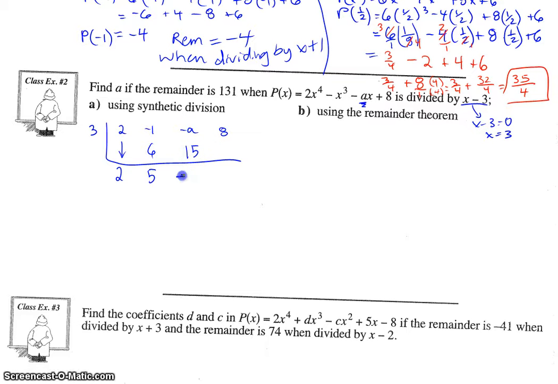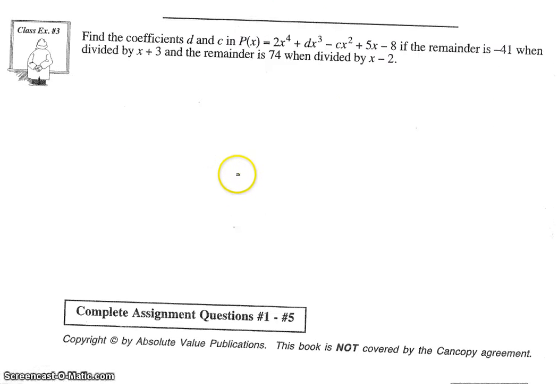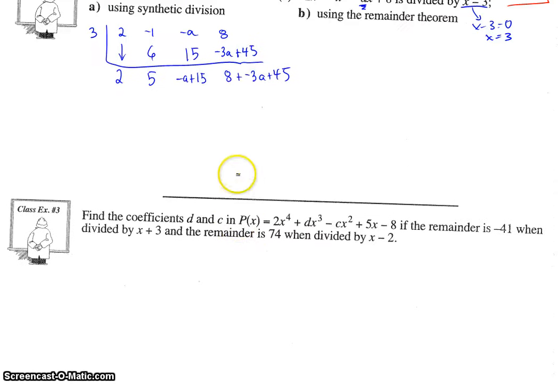So we have -a plus 15. That's what would go in that spot if we knew what a was. And then we multiply by 3, and we would have -3a plus 45, right? 3 times -a plus 15. And then we would go 8 plus -3a plus 45. And we get, add those up, oops, sorry about that. Okay, we would get -3a plus 8 plus 45 is going to be 53.